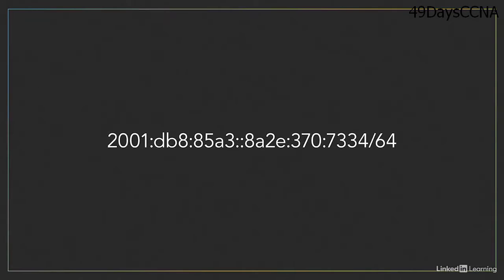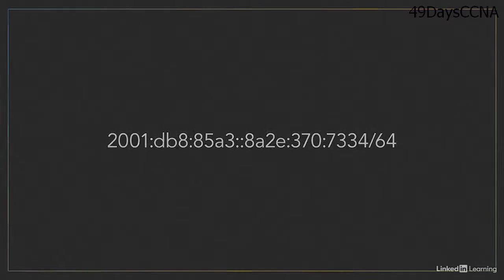The second shortcut trick for the representation of an IPv6 address is that we can trim off any leading zeros from each and every field in the IPv6 address. So trimming off all those leading zeros, we now have the following IPv6 address. Notice we have used both of the shortcuts in how we can present the address, and it is a little bit easier to deal with.